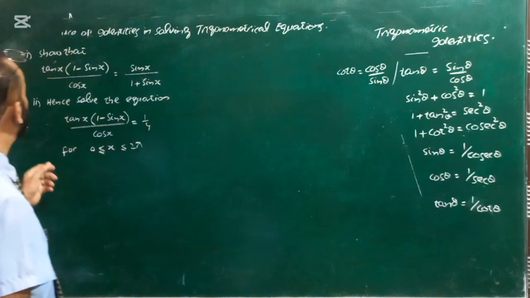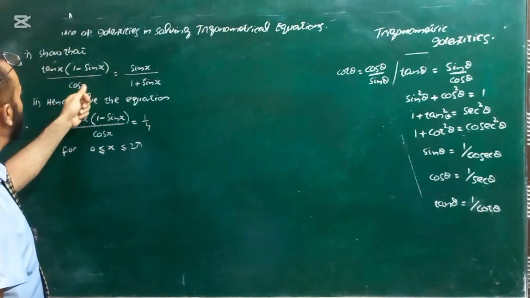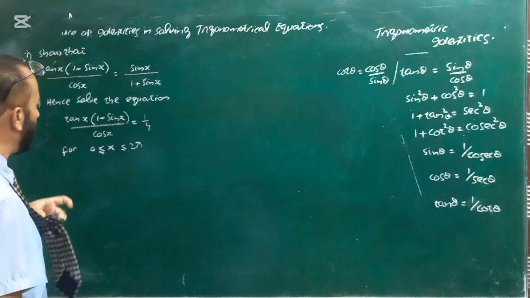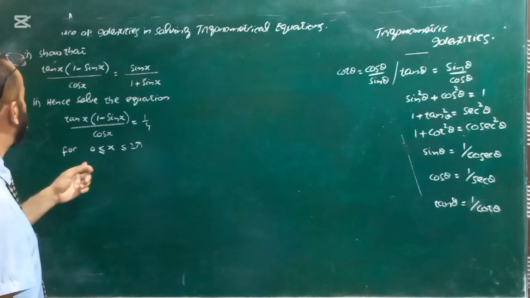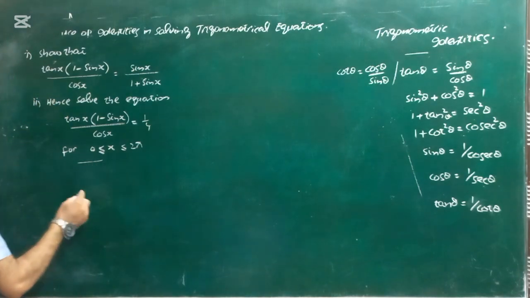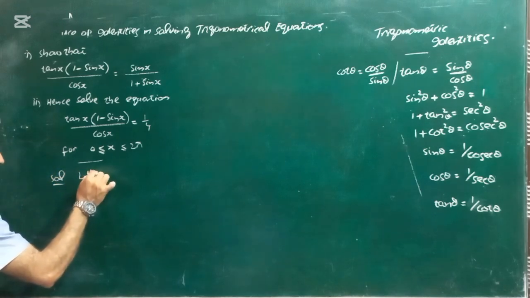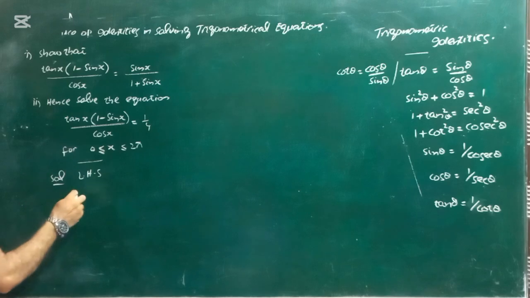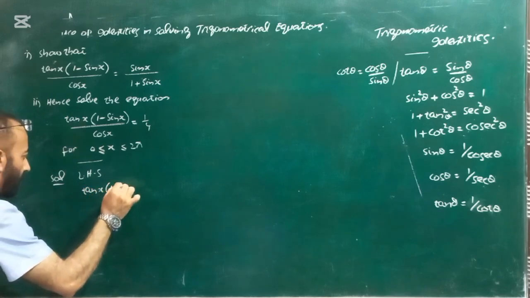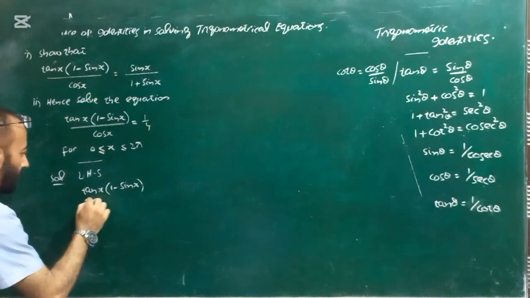Here is another question. The statement is: show that tan x into 1 minus sin x over cos x is equal to sin x over 1 plus sin x. So first we have to prove this. So look now, here is the solution. Left hand side is tan x into 1 minus sin x over cos x.